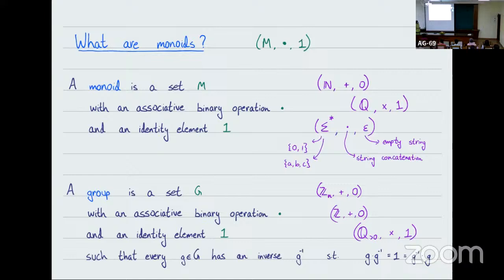And finally, this occurs commonly in automata theory. Let sigma be an alphabet, maybe 0, 1, or a, b, c. And sigma star is the set of all finite strings on this alphabet. If your operation is the concatenation operation and your identity is the empty string, then this is a monoid. Okay, so these are monoids.